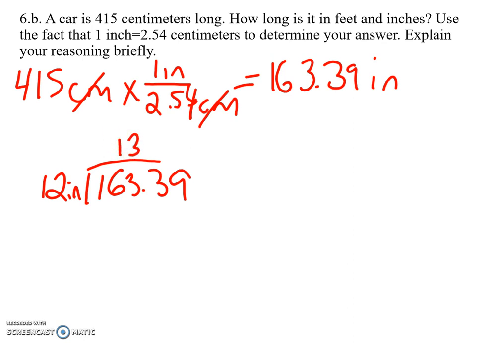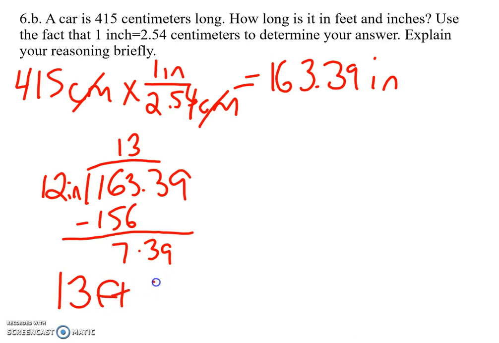So let's see, if I do 12 times 13, I get 156, and when I subtract them, this leaves me with 7.39. This tells me that I have 13 feet and 7.39 inches.